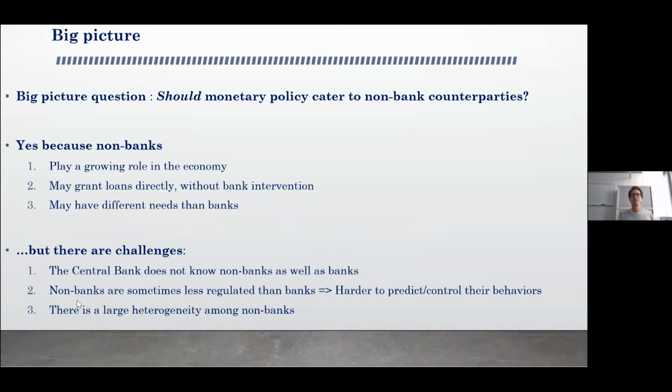First, the central bank does not know non-banks as well as banks. Second, non-banks are sometimes less regulated than banks. So if you combine 1 and 2, it makes it harder to predict and control the behaviors of non-banks. And third, there is a large heterogeneity among non-banks. So how can you cater to this diverse crowd?